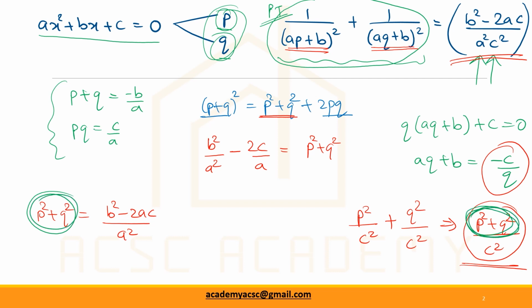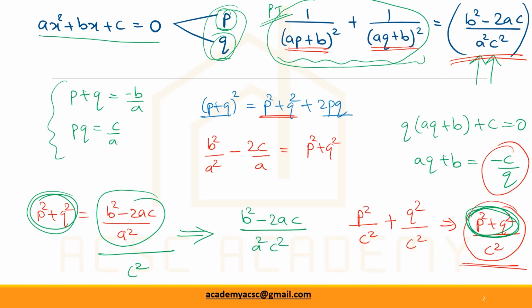And as a result, what we'll get is this will become our numerator, and in the denominator there is already C squared. So combining these two, we will get B squared minus 2AC upon A squared C squared. This is the denominator and this is in the denominator of the denominator. So that will again come in the original denominator.